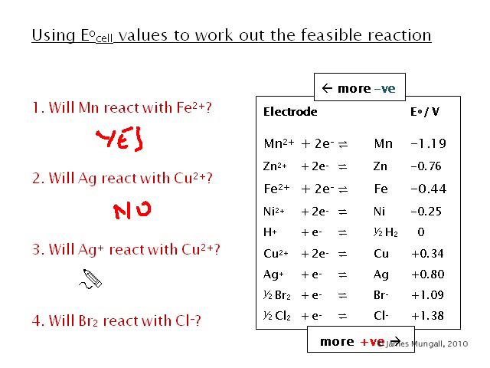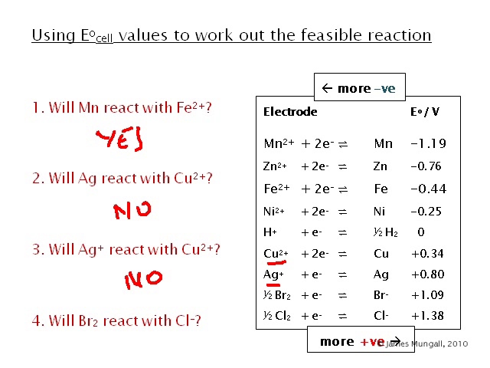Okay, just a small point for this next one. It says, will Ag+ react with Cu2+? Well, there's Cu2+, there's Ag+. No reaction, because we need one on one side and one on the other, so that one can provide electrons and one can gain those electrons. You're never going to have a reaction where there's two things on the same side of the half equation.